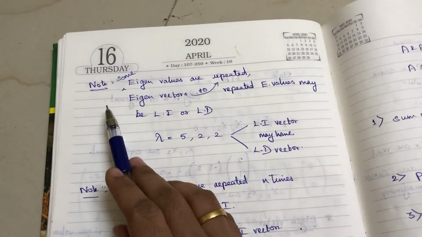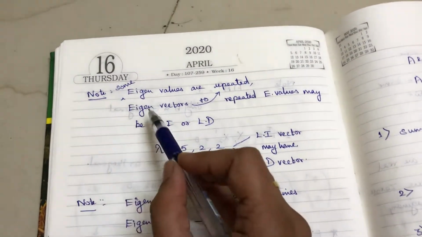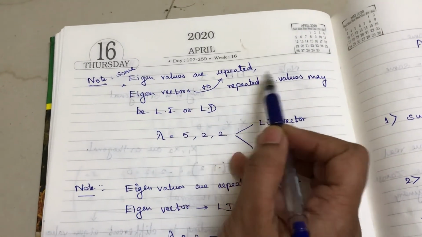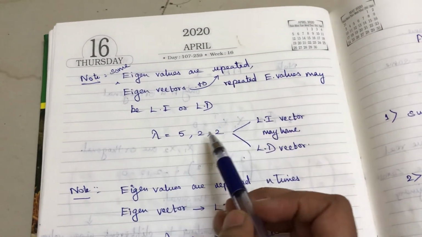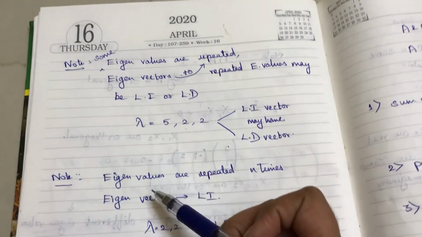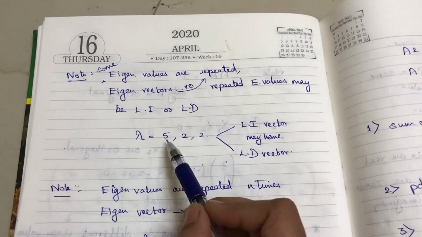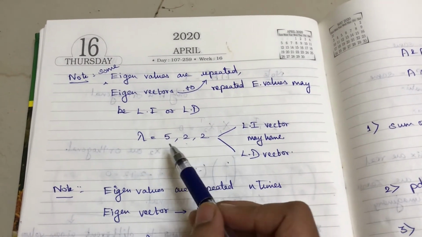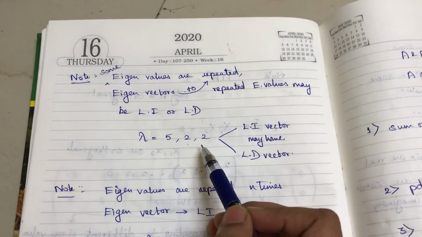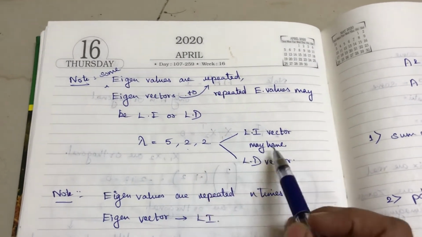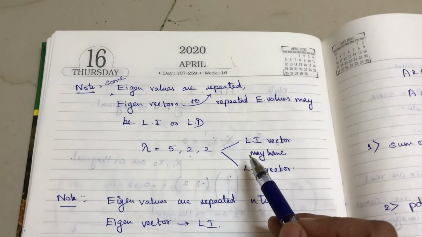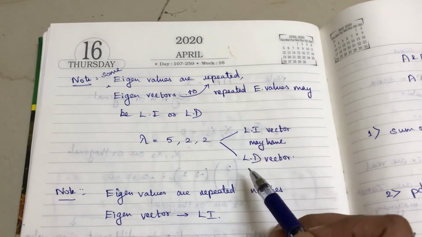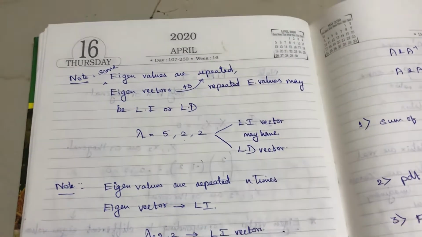And then the third note: some eigenvalues are repeated. For example, if the eigenvalues are 5, 2, 2, you can see that 5 is one and 2 is repeating. When some eigenvalues are repeating, the vectors may be linearly independent or may be linearly dependent.